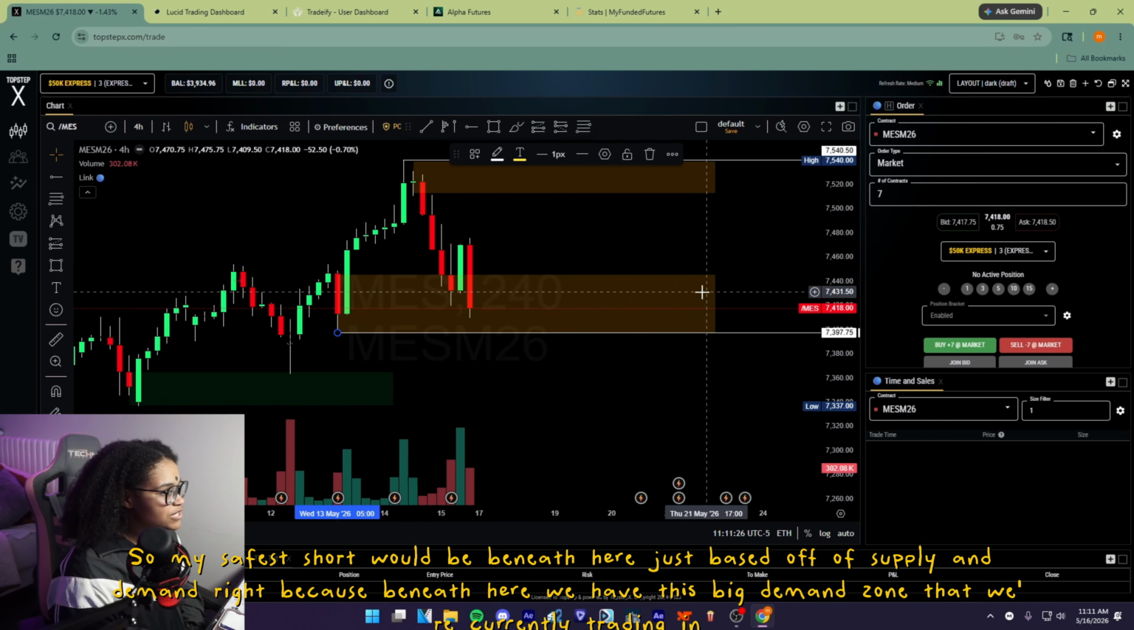So if somehow, some way, we managed to break this demand zone, that shows me that the momentum of sellers are higher than the momentum of buyers, because we have this previous reacted zone that caused this huge influx to the upside. So if we come back down here and we can't manage to make another reaction, then that means that our momentum of sellers are stronger. We're in bear territory at that point. So my safest sell would be beneath this supply zone, right?